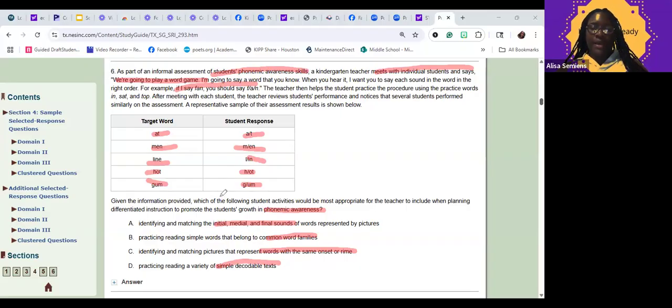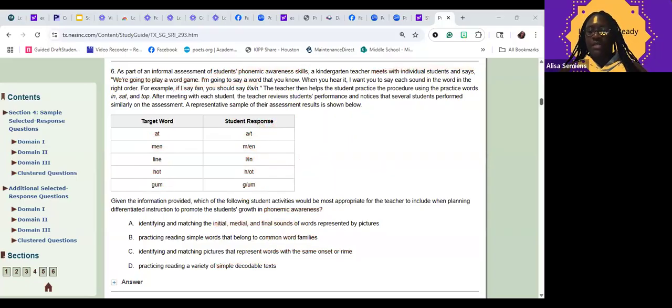Yeah, so A is correct, right? So the issue is the student is not attending to each individual sound in the word at all, right? Now for "at," they did, but like "men," it was like "m, in, la, ein," and even with "hot," it wasn't "h-o-t," it was like "hot," right? "Gum," it wasn't "g-u-m," right? So not attending to each individual sound in a word is the issue.